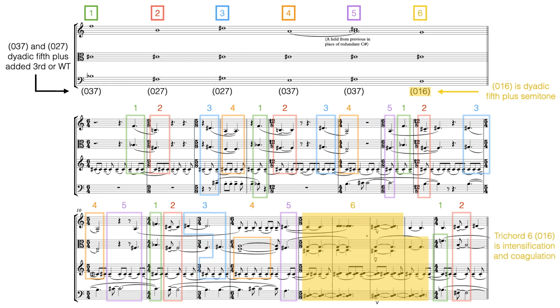The final chord represents a dissonation and intensification of the harmony, as well as a cadential coagulation that marks the end of this section of the music.